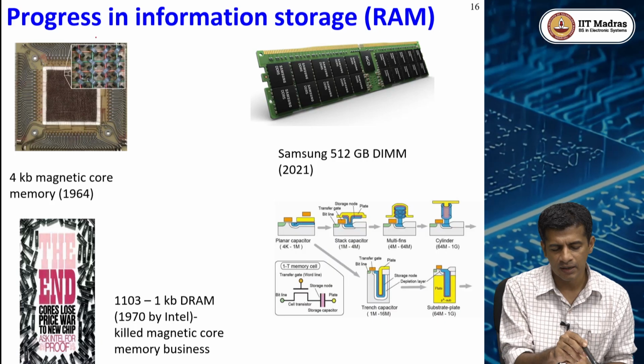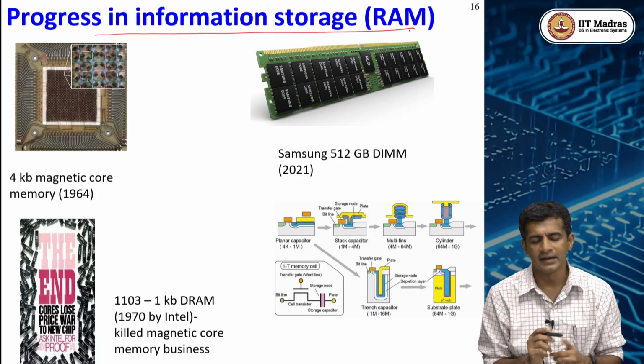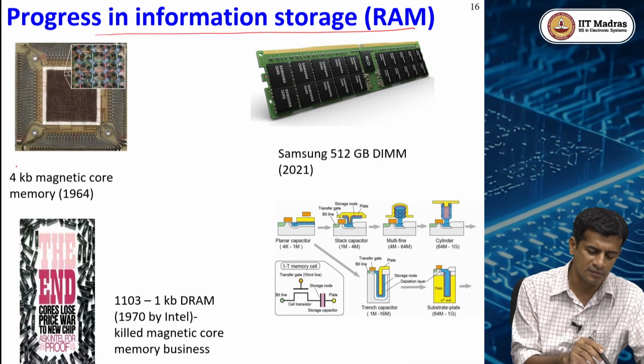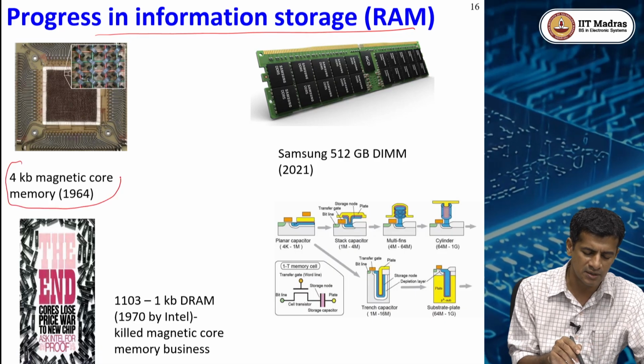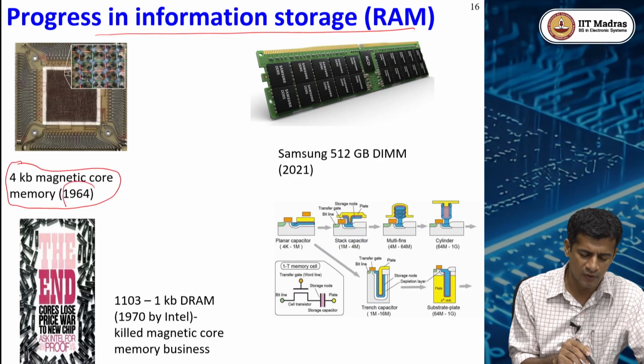This is also information storage. This is about RAM. So in the 1950s, the main memory of the computer was actually magnetic core memory. This is a magnetic core memory from 1964.